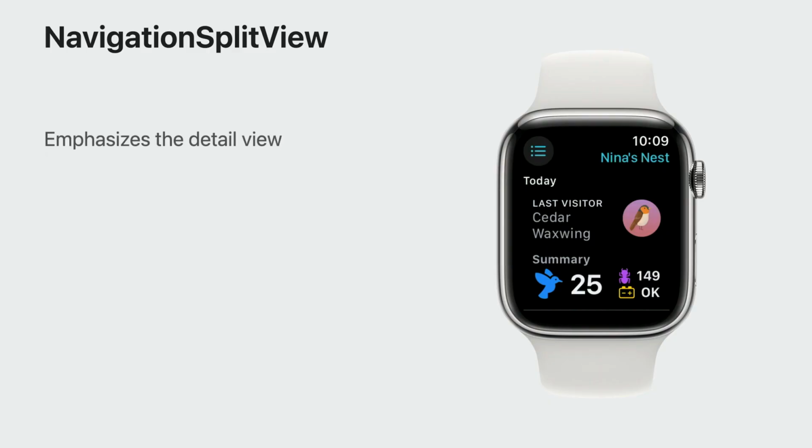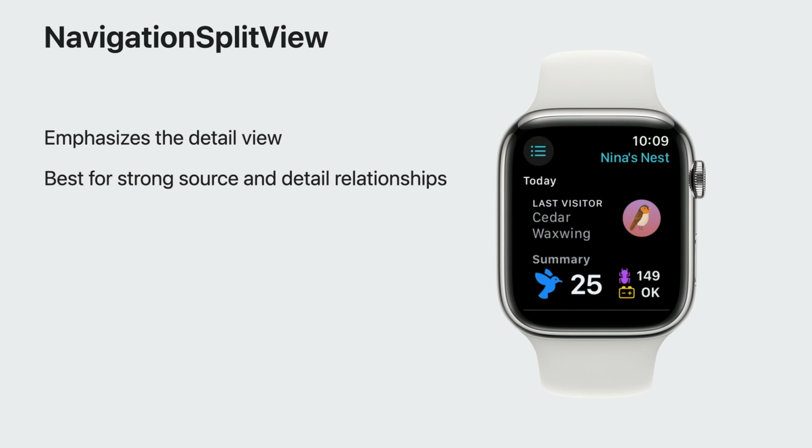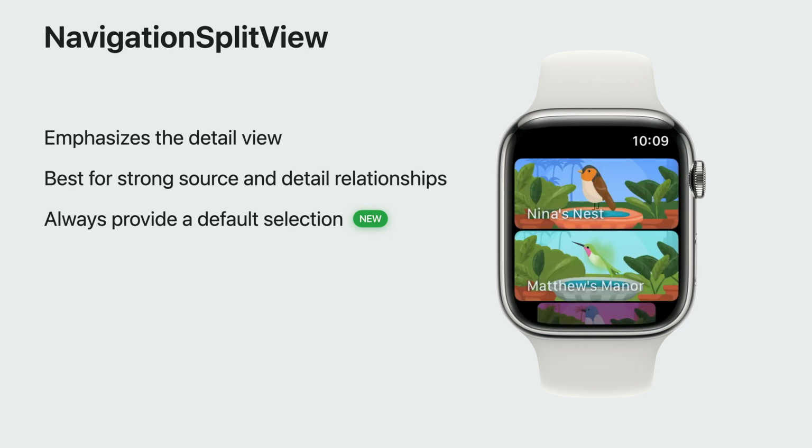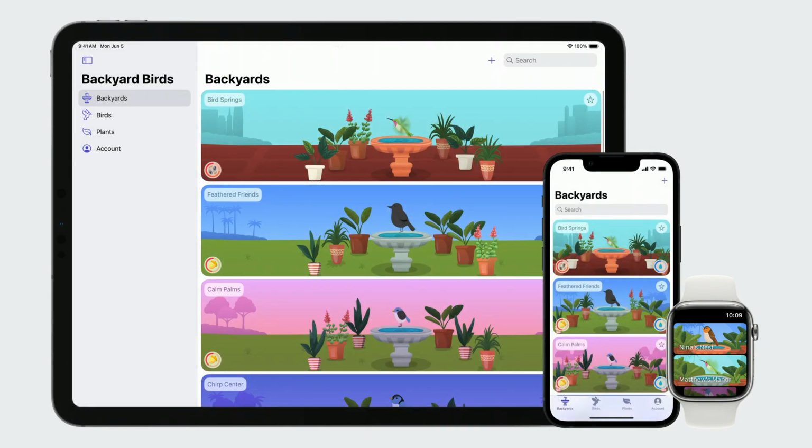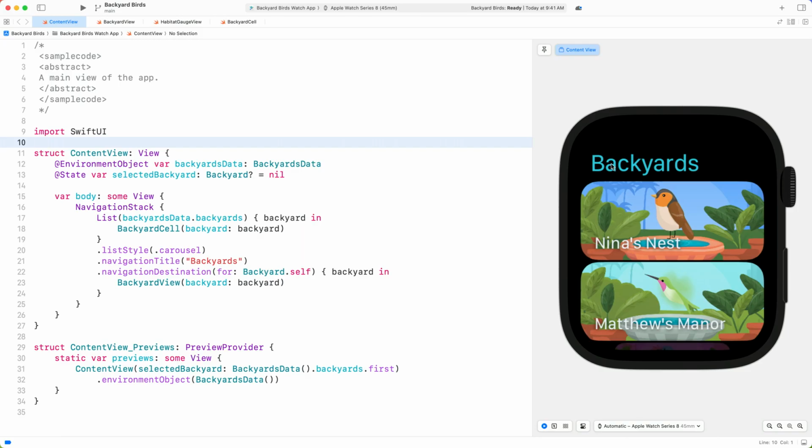Since the detail view is the most important part of our app, we can bring emphasis to it by implementing navigation split view. Navigation split view is great when we have this strong source list and detail relationship. It allows people to focus on the detail by directly launching to it, while still being able to easily switch over to another yard from the source list. We're already using it for Backyard Birds on iOS and iPadOS. Looks like navigation split view would be a great fit for our app.